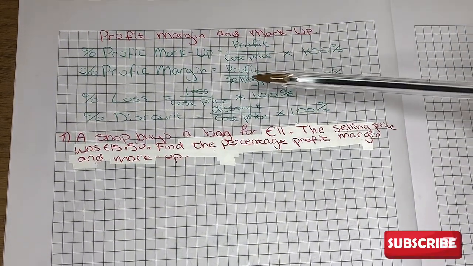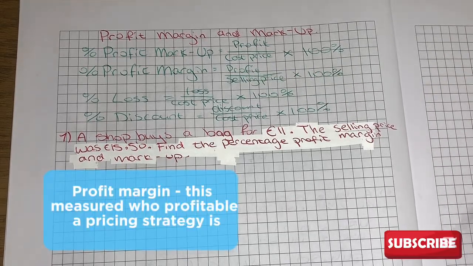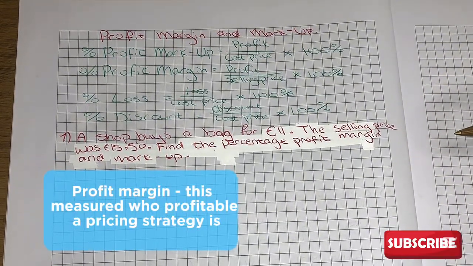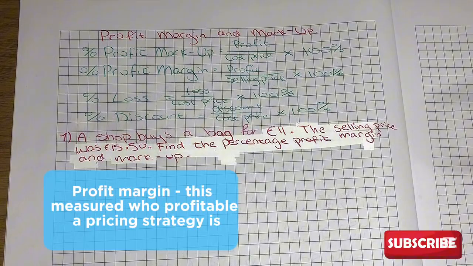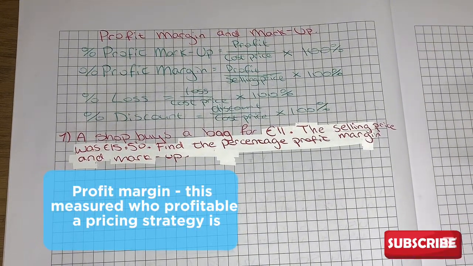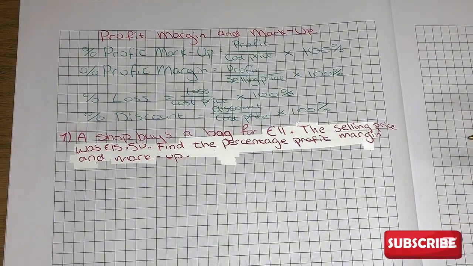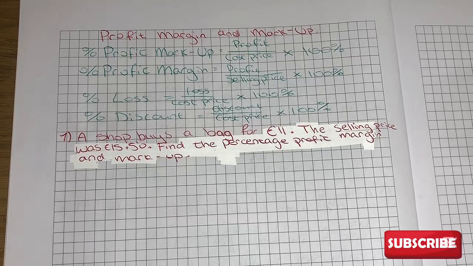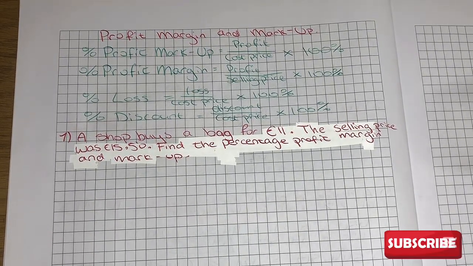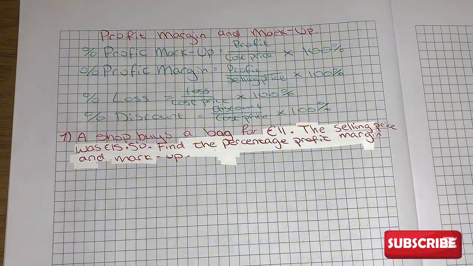Then, what is percentage profit margin? Well, it's a percentage that measures how profitable your pricing strategy is. And to go into more detail, it's basically how well you control costs and how effectively you use raw materials and labor to produce your products or services.